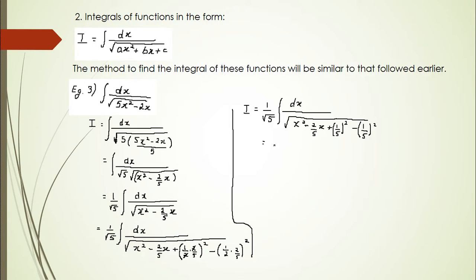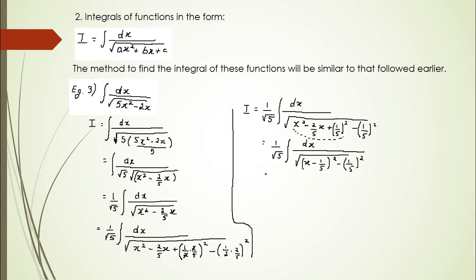So this will be equal to 1 by root 5 integral dx divided by, now this particular portion can be written as x minus 1 by 5 whole square. So I'll write here whole root of x minus 1 by 5 whole square, and the remaining is minus 1 by 5 whole square.